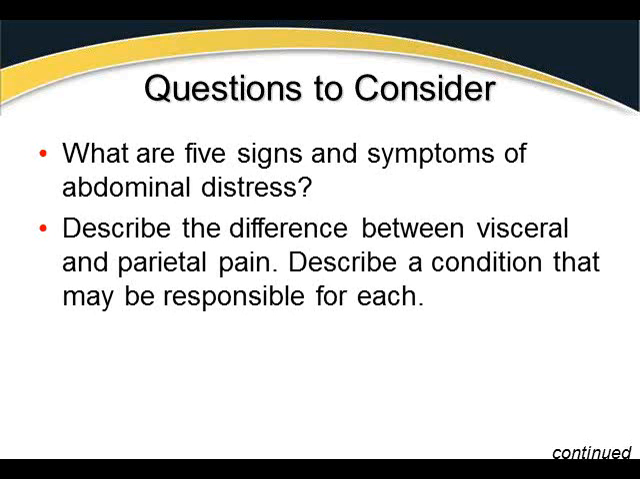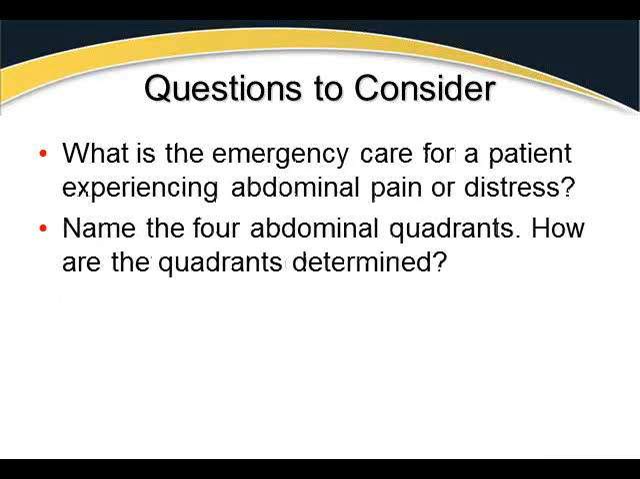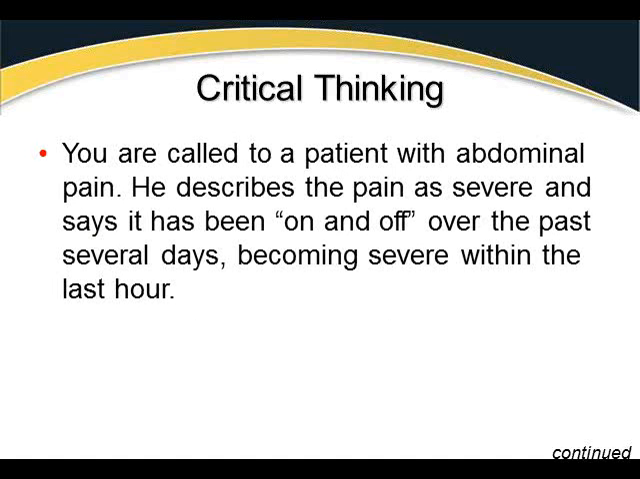So what are the 5 signs or symptoms of abdominal distress? Describe the difference between visceral and parietal pain. Describe a condition that may be responsible for each. What is the emergency care for patients experiencing abdominal pain or distress? Name the 4 abdominal quadrants and how are they determined.